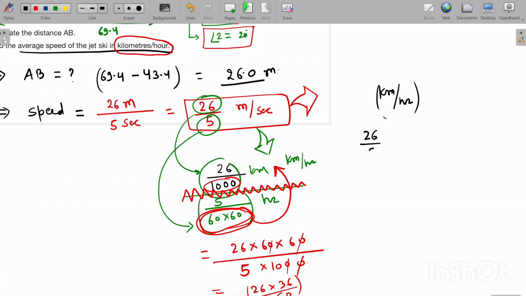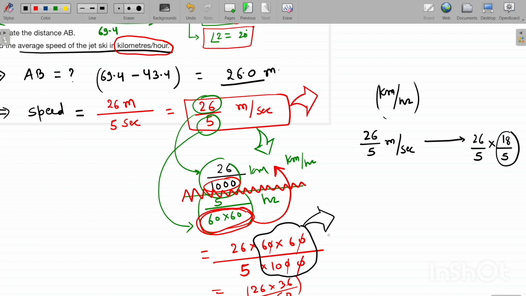If you want to convert from meter per second to kilometer per hour, you can do one thing directly. 26 upon 5 into 18 upon 5 directly. This is the trick. Basically, how it gets this 60 into 60 upon 1000. If you simplify this factor, you will get 18 upon 5. Please see 60 into 60 upon 1000. So basically, 0, 0 cancel out. 2 5s are 10, 2 3s are 6. So you will get 18 upon 5. It is just the simplification of the same thing which Princess told.